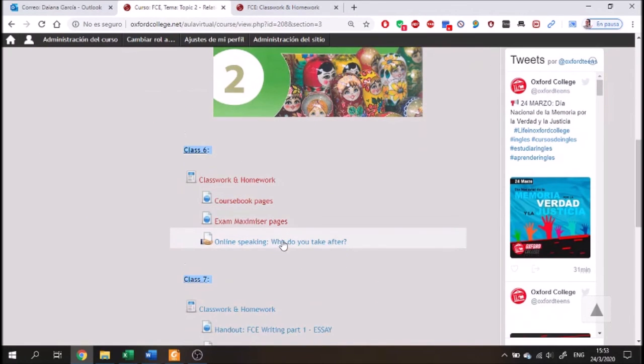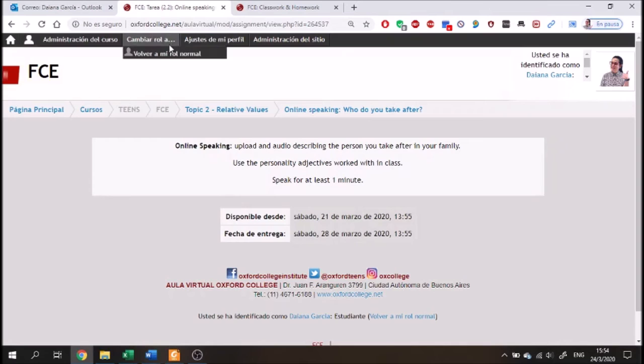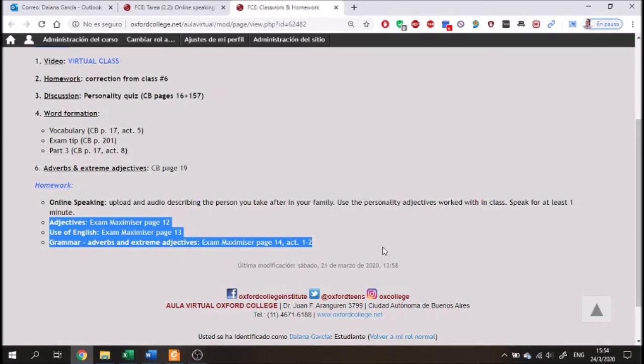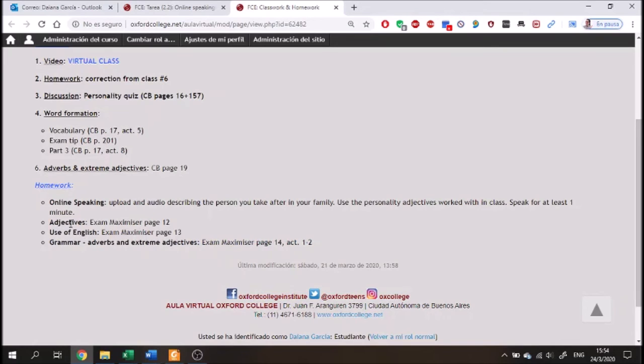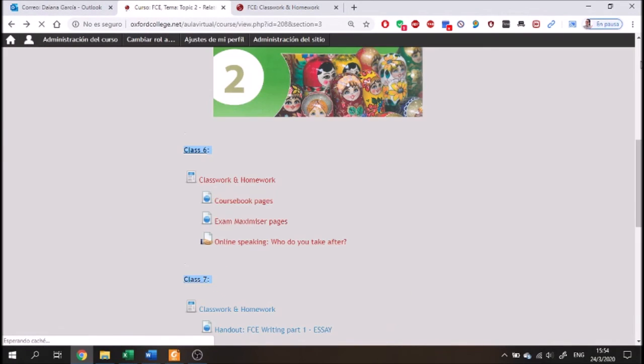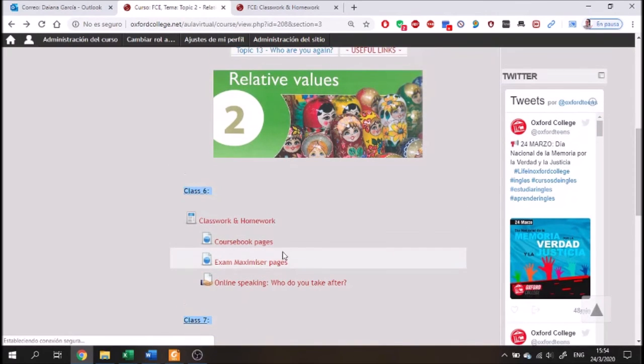Look, I hope you remember how to upload an audio, but you have to click here. And here you will have a button to send your audio, okay? And then you have pages from the Exam Maximizer book to continue practicing these topics. Make sure you do what you are asked for. For example, in page number 12, only adjectives. In page 13, only use of English. And on page 14, only activity 1 and 2 from grammar. These pages have been uploaded here, class 6. Pages from the Exam Maximizer, okay?